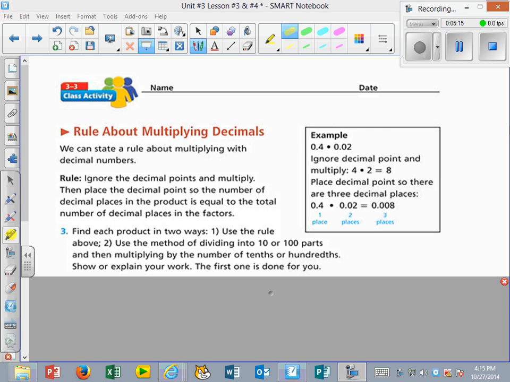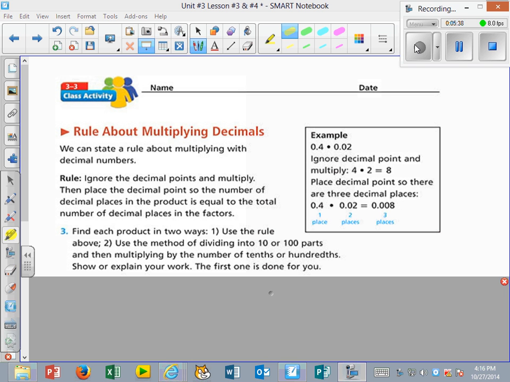All right, let's look at the next page. It says the rule of multiplying decimals. So let's follow along here. It says we can state a rule for multiplying with decimal numbers. The rule says ignore the decimal points and multiply. Then place the decimal point so the number of decimal places in the product is equal to the total number of decimal places in the factors.